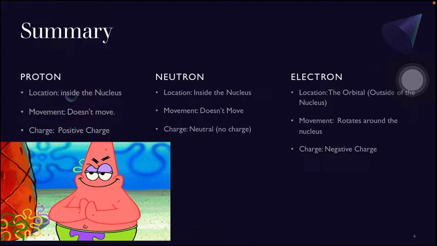In terms of movement, the protons and neutrons are stationary. They remain inside the nucleus. They don't do any form of motion. There's no motion. They're just stationary, while the electrons are constantly rotating around that nucleus. The charge of the protons is always positive, and the charge of the neutron is zero. They don't have any charge. They never have a charge, and the electron is negatively charged.